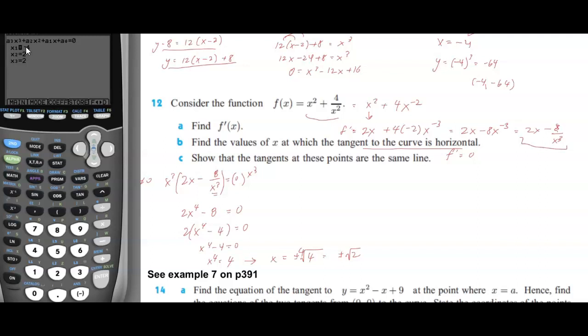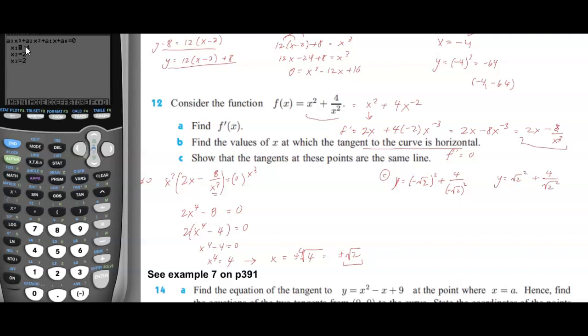Okay, so those are the values of x at which the derivative is 0. Show that the tangents at these points are the same line. So we have plus square root of 2 and minus square root of 2. Now we're going to show that they're the same line by putting both of these x values into the original y function. The first time, we're going to have negative square root of 2 squared plus 4 over negative square root of 2 squared. And then we're also going to do that with positive square root of 2 squared.